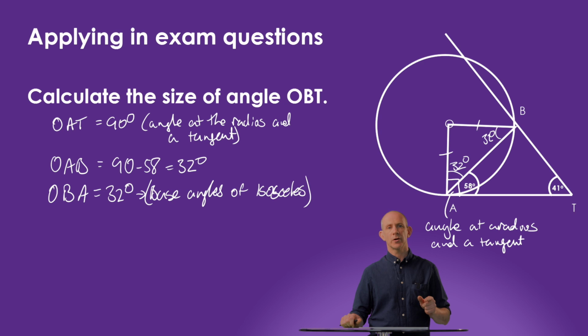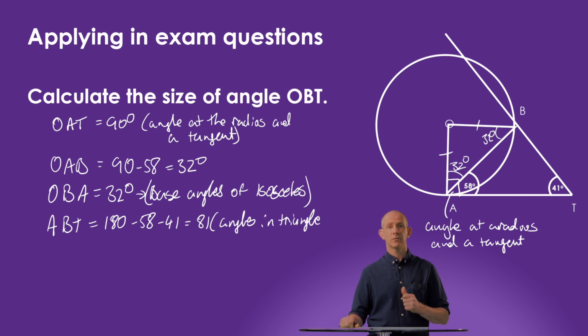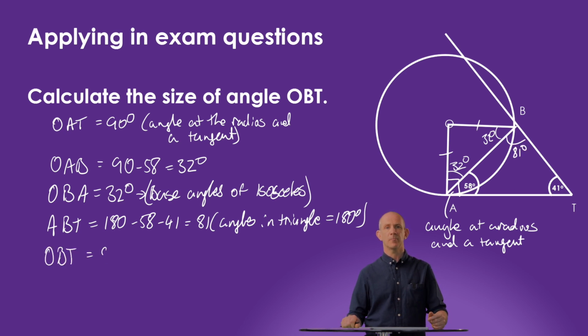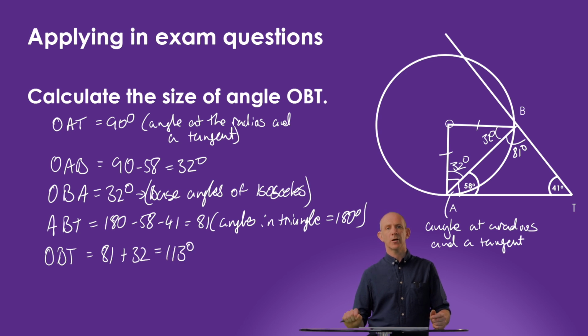ABT forms a triangle, so we can subtract 58 and 41 from 180, because angles in a triangle equal 180, to get the angle at ABT to equal 81. OBT will equal 81 plus 32 to give us 113. So the size of the angle OBT is 113.